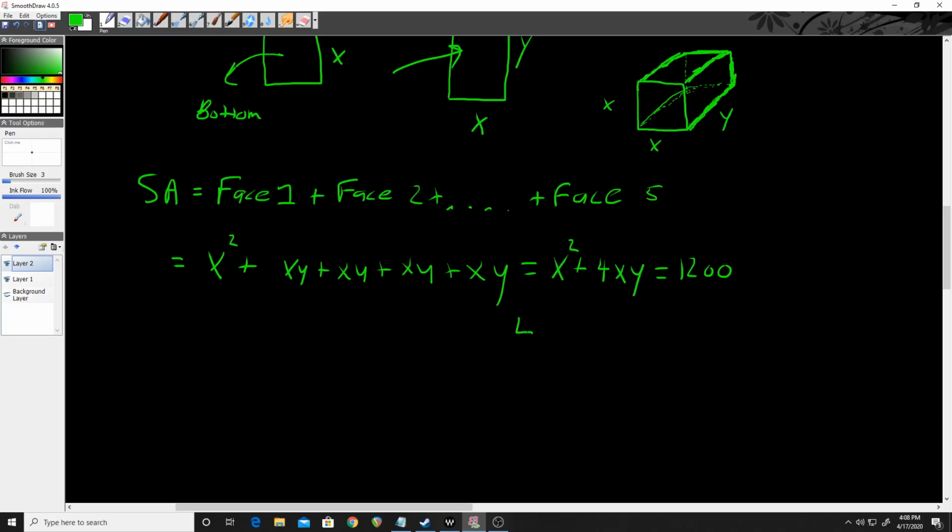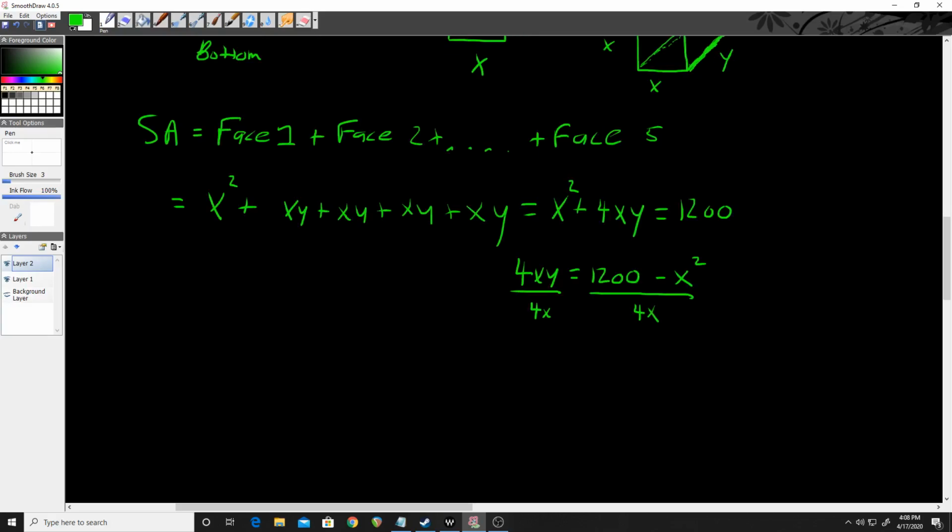So I'm going to have 4xy equals 1200 minus x squared. Subtract x squared from both sides, and then divide both sides by 4x. Okay, and so then we get y equals (1200 minus x squared) over 4x.